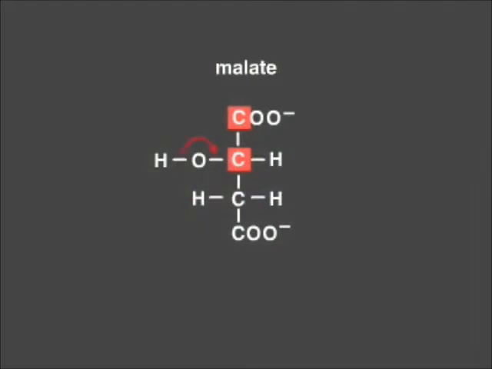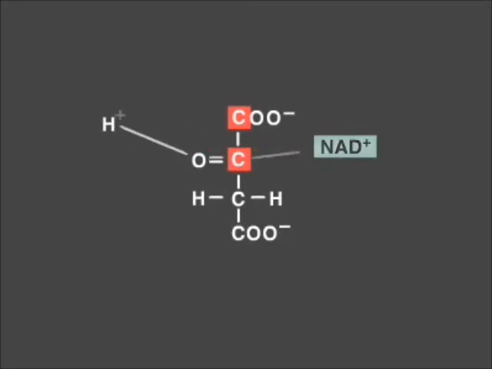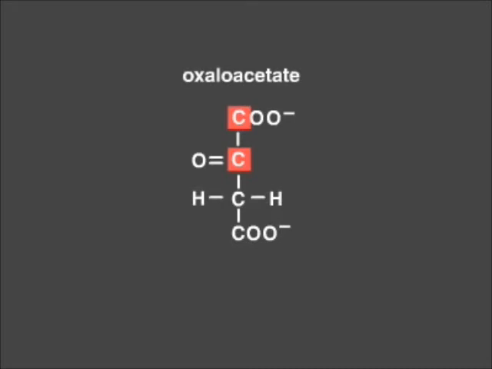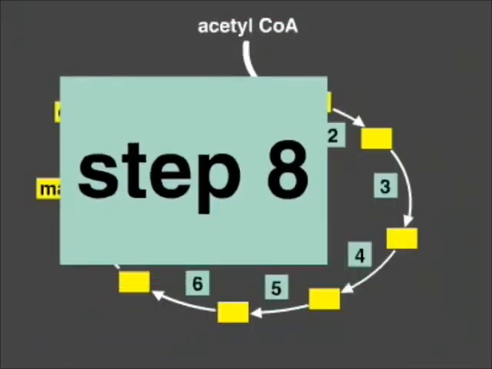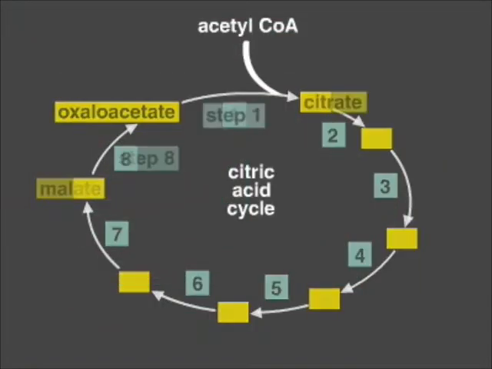The carbon carrying the hydroxyl group is converted to a carbonyl group. This reaction releases hydrogen atoms and converts NAD+ to NADH, releasing a proton and producing the 4-carbon oxaloacetate. Oxaloacetate is thus replenished and can take part in another cycle, returning to step 1.